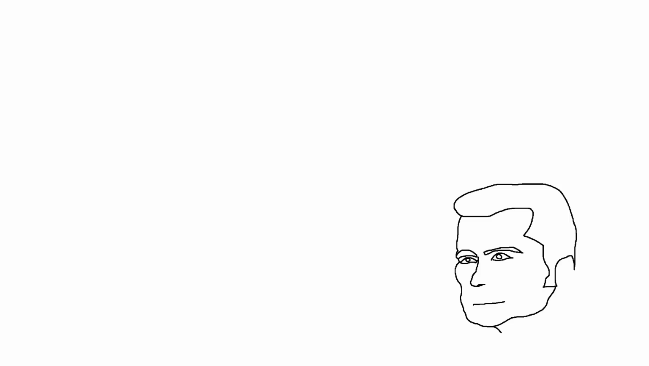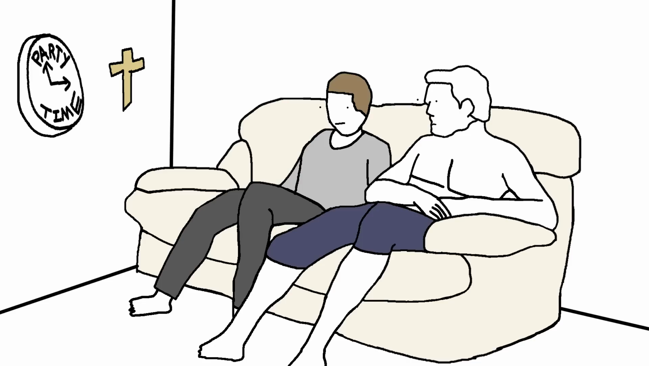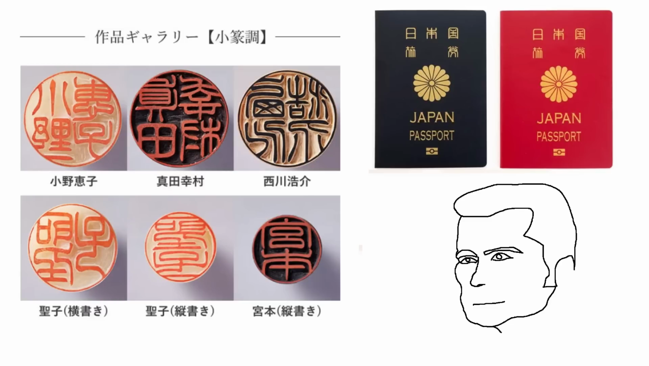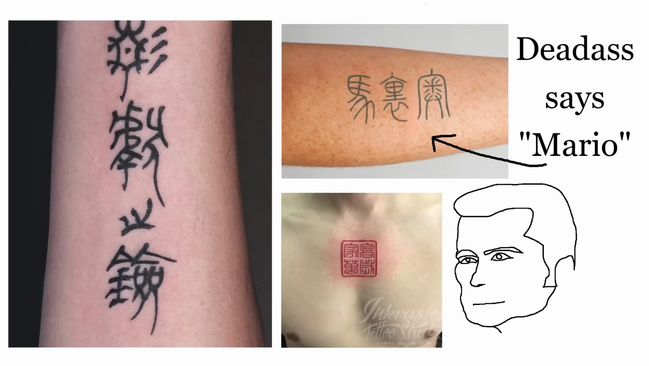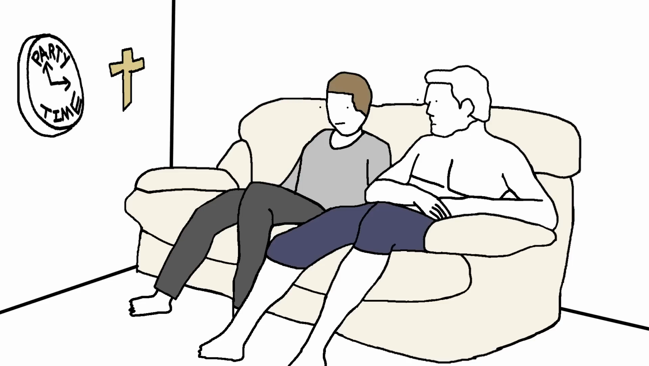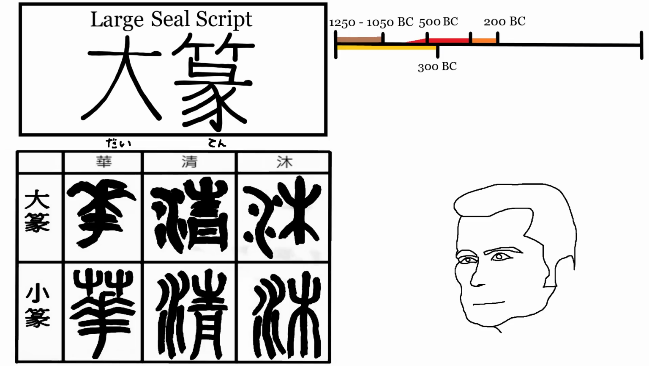Also, 3 things you're probably wondering right now. Hey, I swear I've seen these characters from somewhere. That's because this script is actually still used today in things like stamps, passports, and even white people tattoos, believe it or not. Hey, if that's small seal script, then where's large seal script? Well, it does exist as an older, broader, more complex version, but it's more or less just irrelevant, so I'm not going to talk about it.